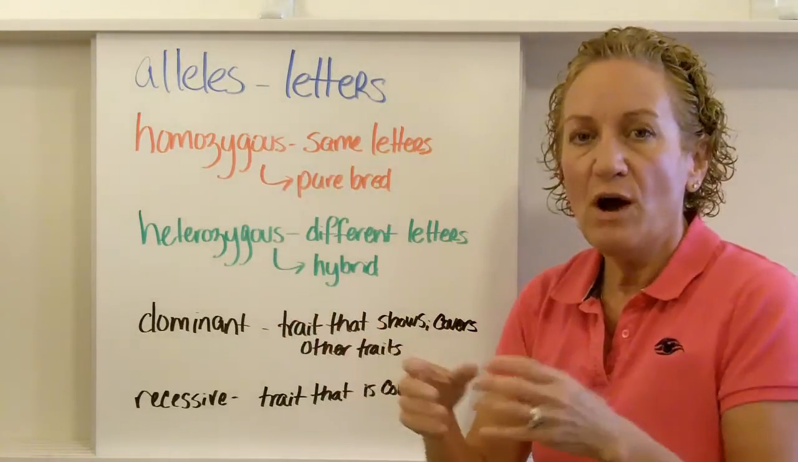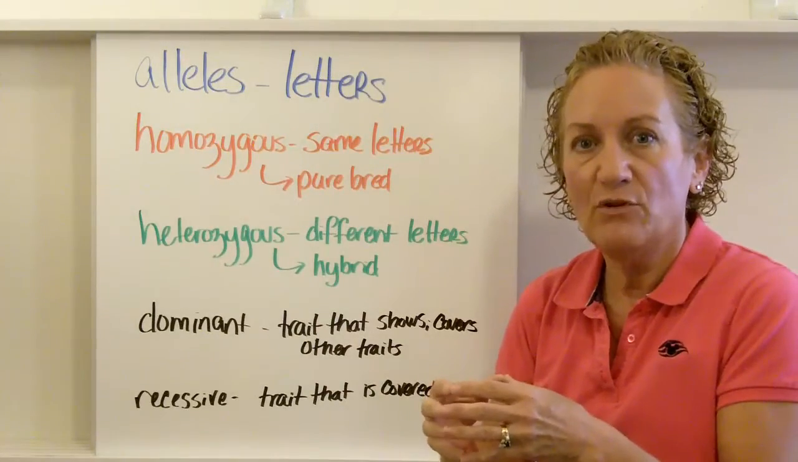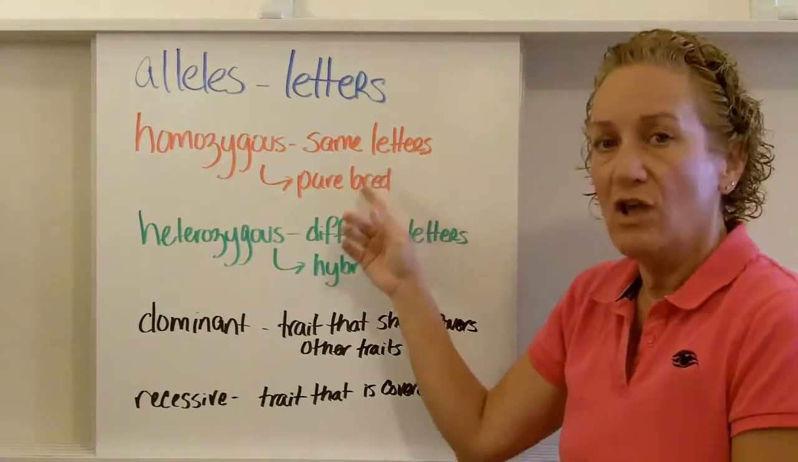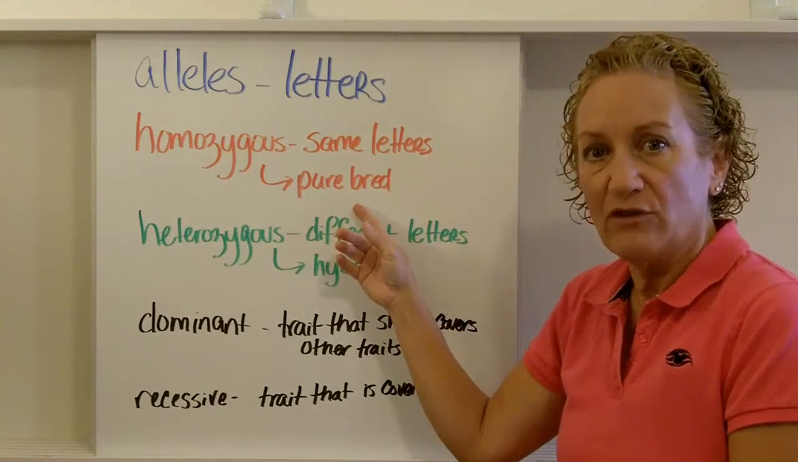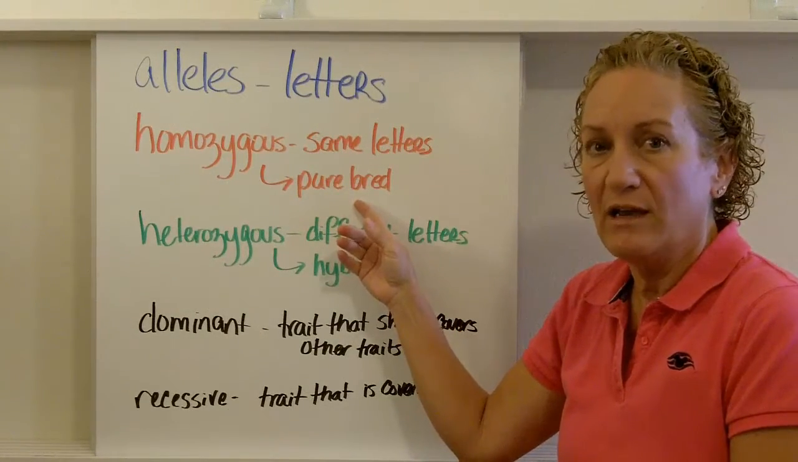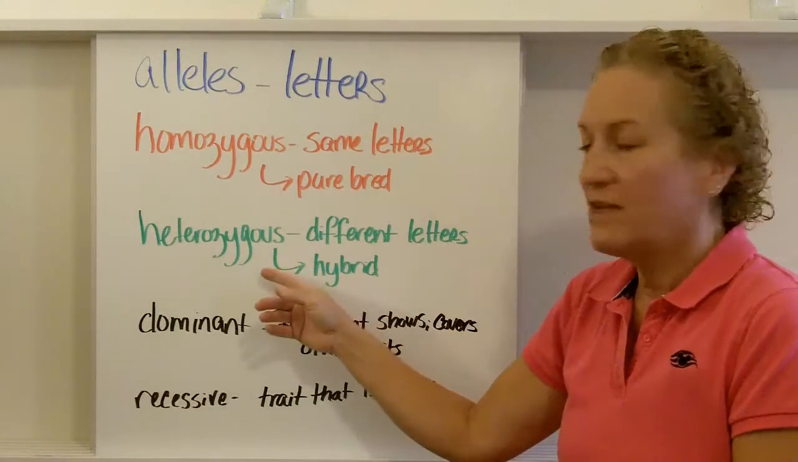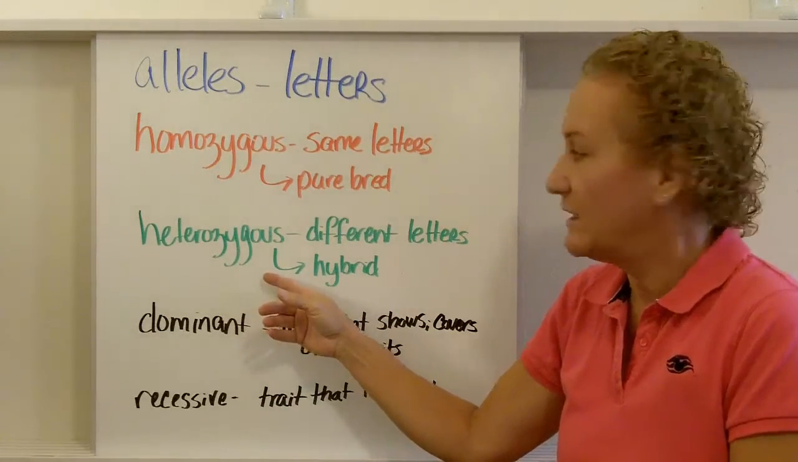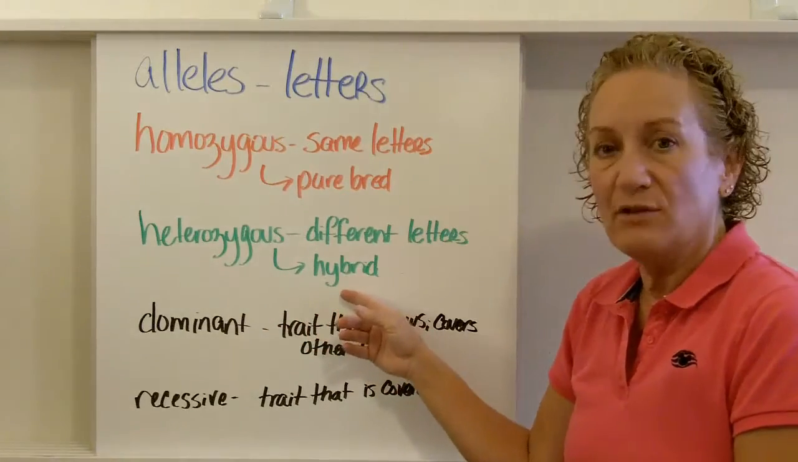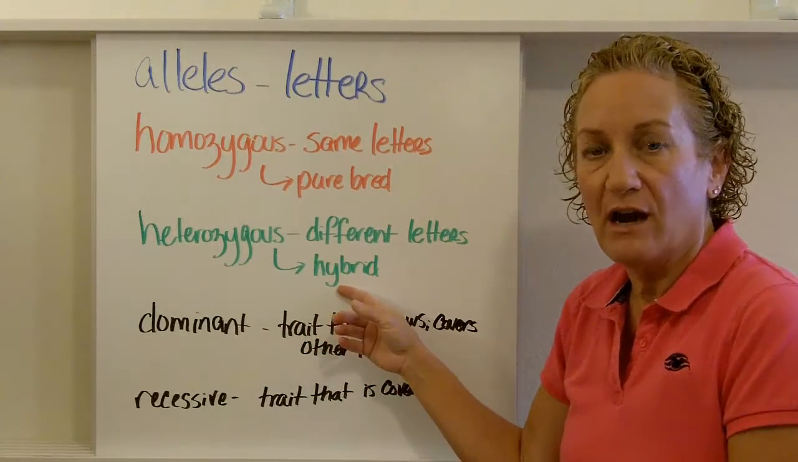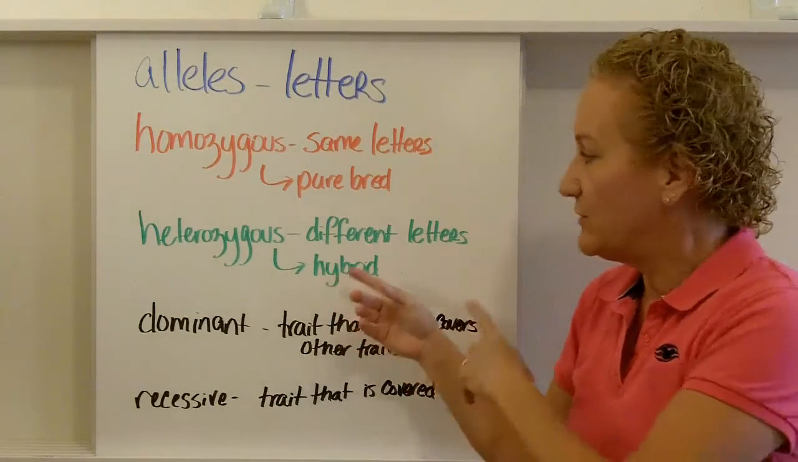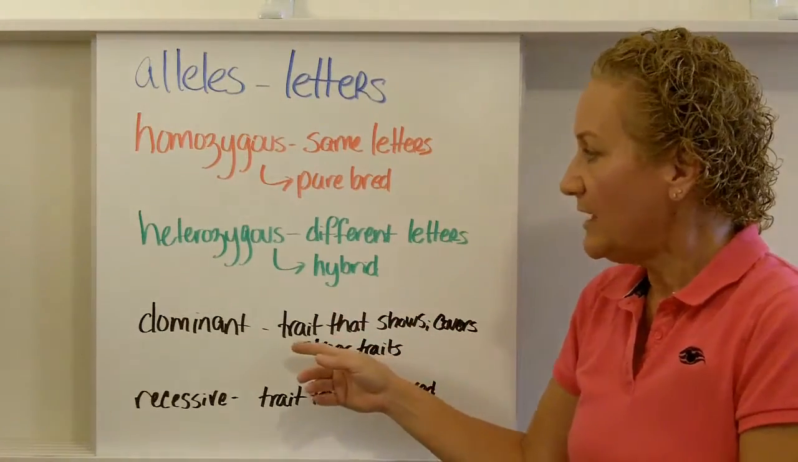Homozygous. Well, we know about homogeneous. Homo means the same, so homozygous means it's going to have the same letters. Homozygous are sometimes referred to as purebred. Heterozygous then would be different letters, because hetero means different. That's sometimes known as a hybrid, kind of like a hybrid car, because it can go with gas or electricity. It's hybrid, so it's the same kind of thing here.